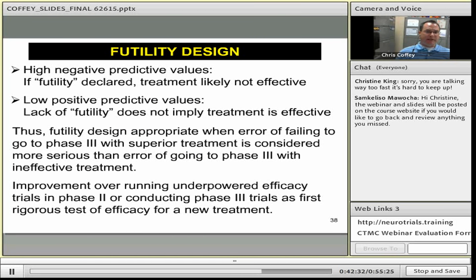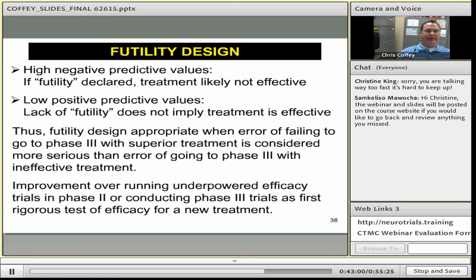Because of these properties, in general, futility designs are powered and such to have high negative predictive values. So if we declare futility, the treatment is likely not effective with high probability. What they don't have is high positive predictive values. They tend to have low positive predictive values, which means the lack of futility does not imply treatment is effective. Again, this is for the same reason that I mentioned before. Failure to reject the null hypothesis does not prove the null hypothesis.